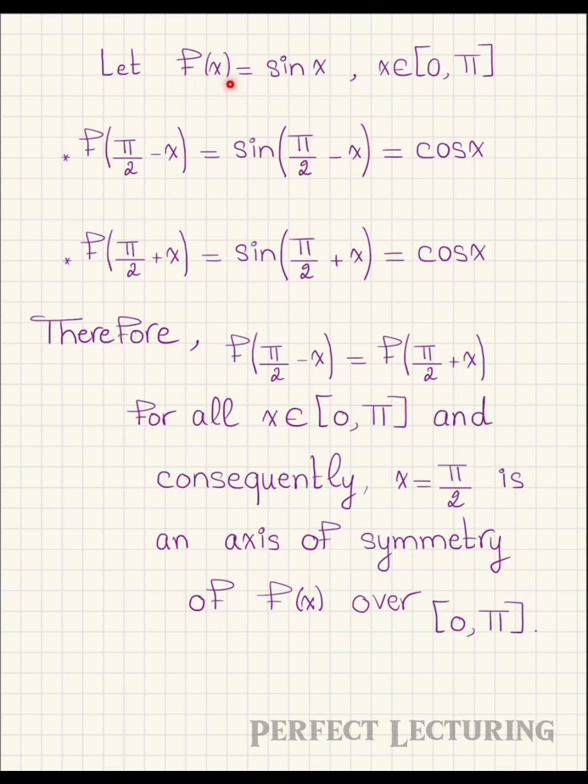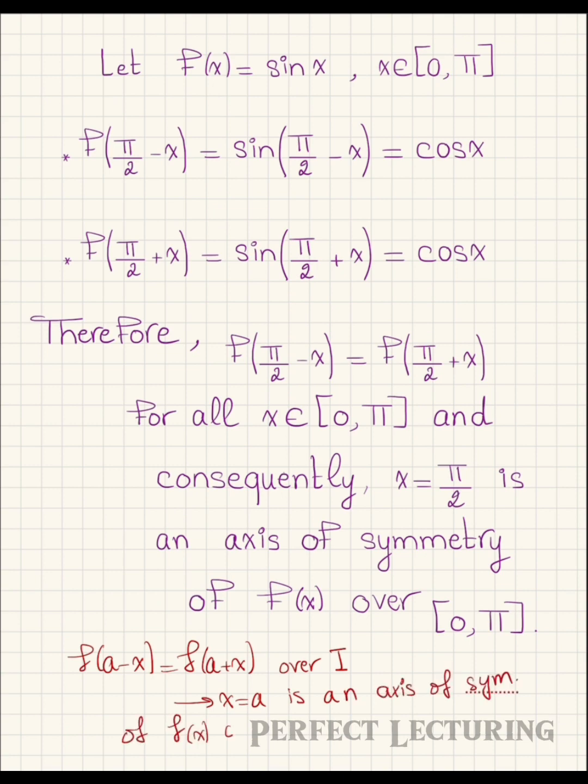So let us consider the function f of x equal to sine of x over 0 pi. We have f of pi over 2 minus x is equal to cosine of x as well as f of pi over 2 plus x. This means that x equal to pi over 2 is an axis of symmetry over the interval 0 pi. Where did I get this from? Well, there is a theorem in pre-calculus which says that if f of a minus x is equal to f of a plus x over some interval I, this means x is equal to a is an axis of symmetry of f of x over I.